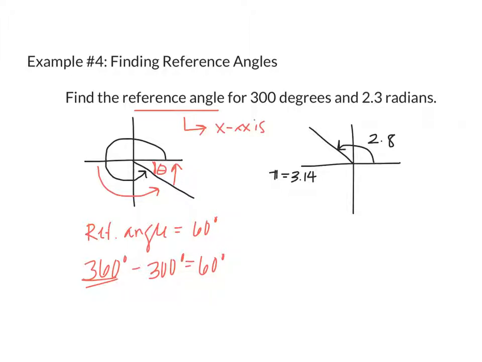All right, so to figure out the additional length needed to get back to an x-axis, I'm going to do pi minus 2.3 to figure out that reference angle. Really I shouldn't use 3.14, we should really use pi, so let me leave it as is. Pi minus 2.3 is going to give us about 0.84. So 0.84 is the reference angle, just as 60 degrees was the reference angle in our last problem.